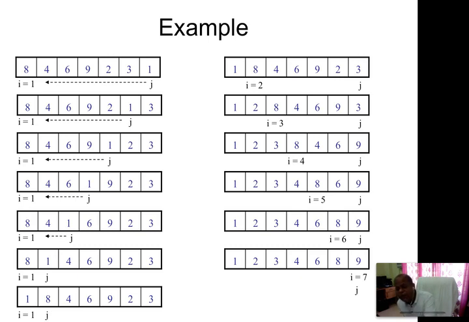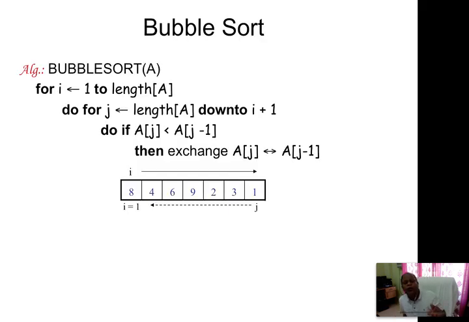Now let us write the algorithm for this. First of all, it indicates the number of passes: for I is equal to 1 to n. For I is equal to 1 to n, what will you do? Then there will be another loop for making the exchange. For I is equal to 1 to length of A. Length of A means the number of elements.